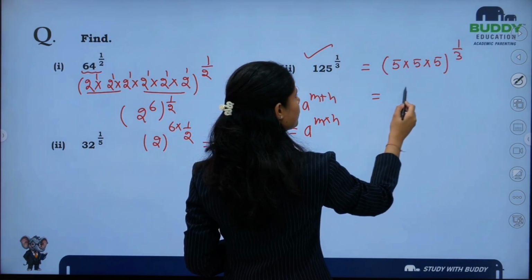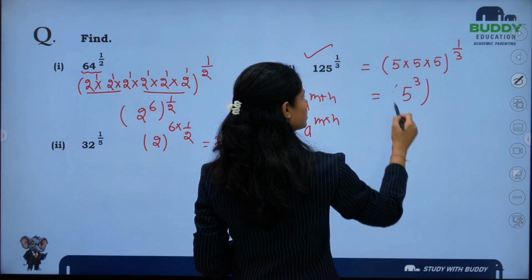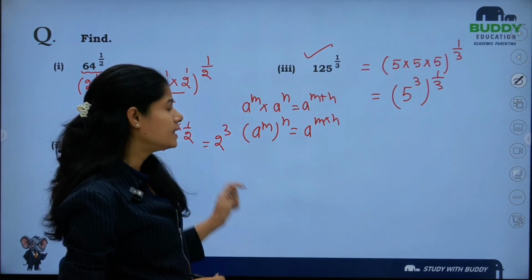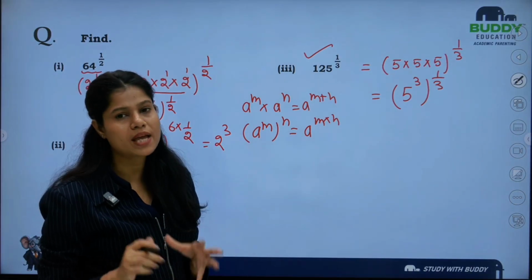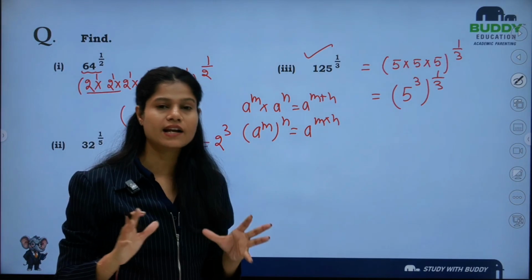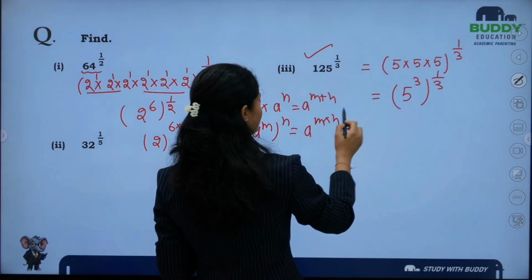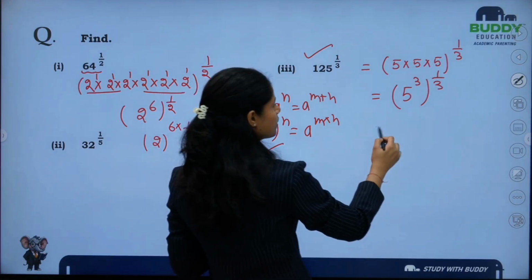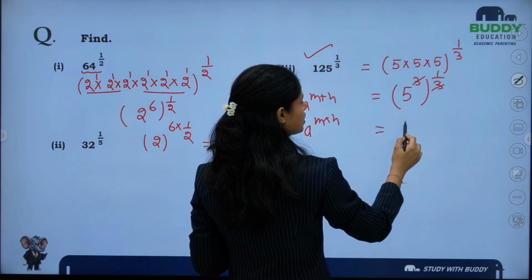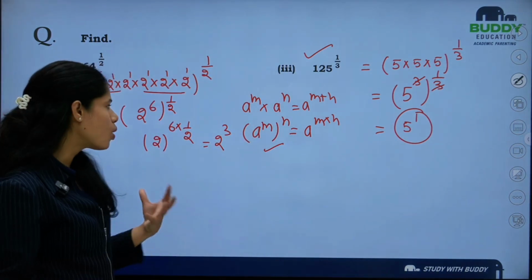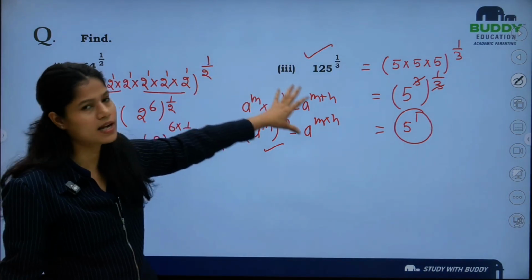And then you can write it as 5 raised to the power 3, whole raised to the power 1 by 3. Whatever rule you are using, make sure that while doing any kind of question of exponent and power, you mention the rule. So here we have also used this rule. Once you do it, this will be cut down, so we are left with 5 raised to the power 1, and that's it.